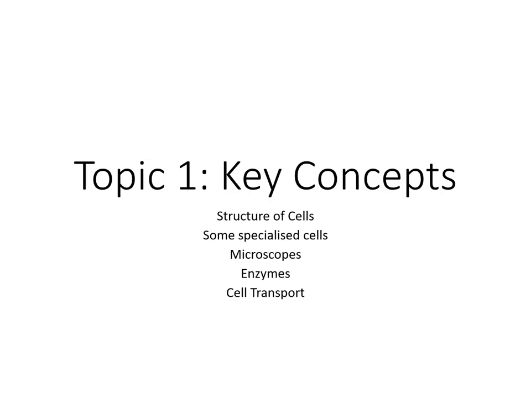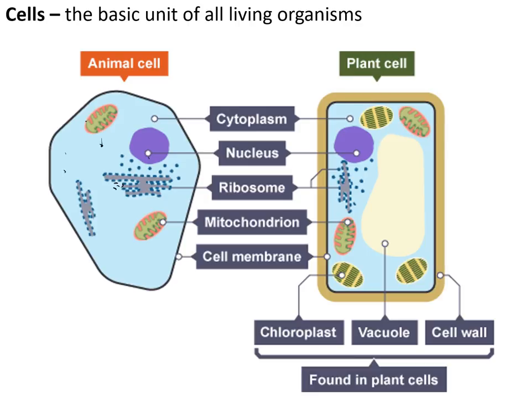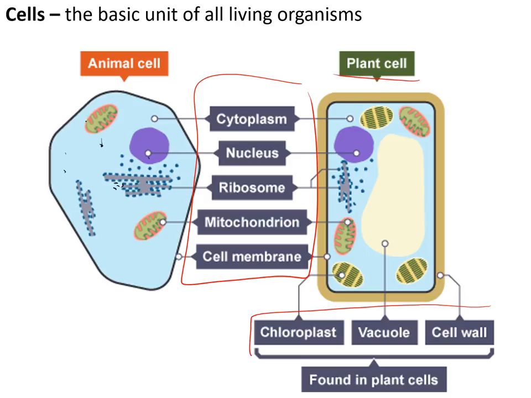Let's start with topic one, key concepts, which is about the structure of cells, including specialized cells, microscopes, enzymes, and cell transport. Cells are the basic structural unit of all living organisms, so all living things are made of cells. You've got animal cells and plant cells, and they both contain cytoplasm, nucleus, ribosome, mitochondria, and cell membrane. And plant cells also contain chloroplasts, vacuole, and a cell wall.